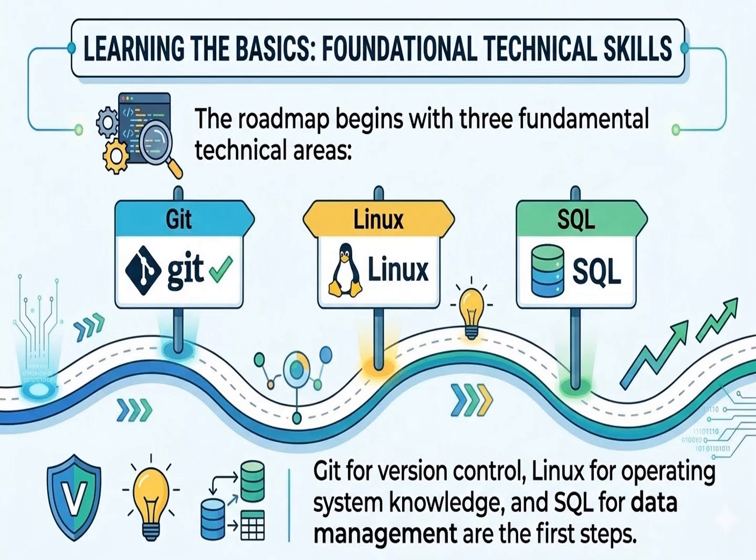Roadmap starts with learning the basics, which is divided into three fundamental technical areas that form the foundation of a successful data analyst career. Git, for version control and collaboration. Linux, for understanding operating systems and command line environments. SQL, for managing, querying, and analyzing data stored in databases. Now let's explore them one by one.